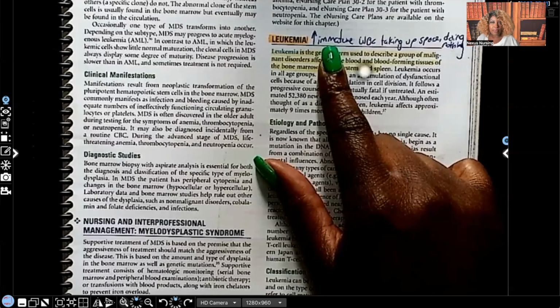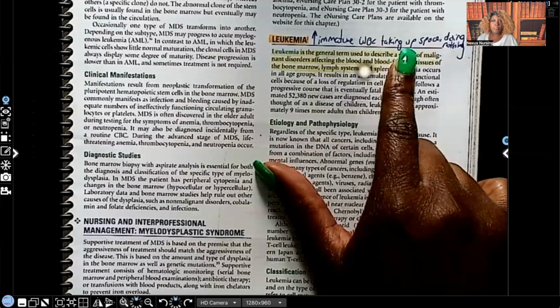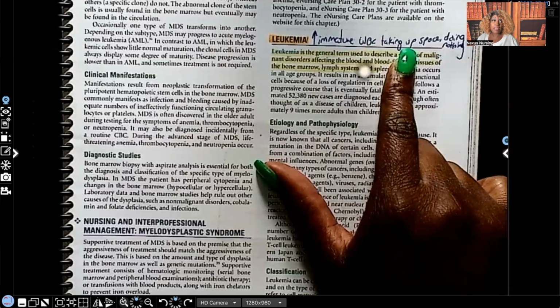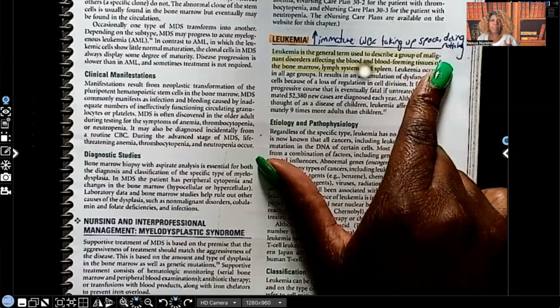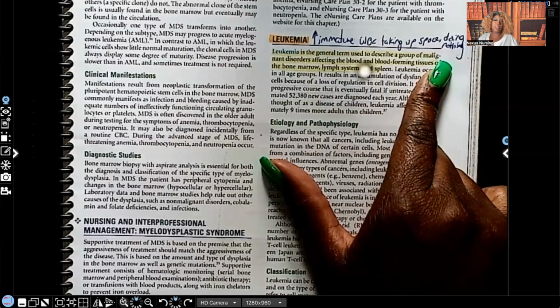They can't do anything. Okay? Increase in immature WBCs that take up space where there could have been RBCs, there could have been platelets, right? So it's taking up space and doing absolutely nothing. That's what's happening in leukemia.